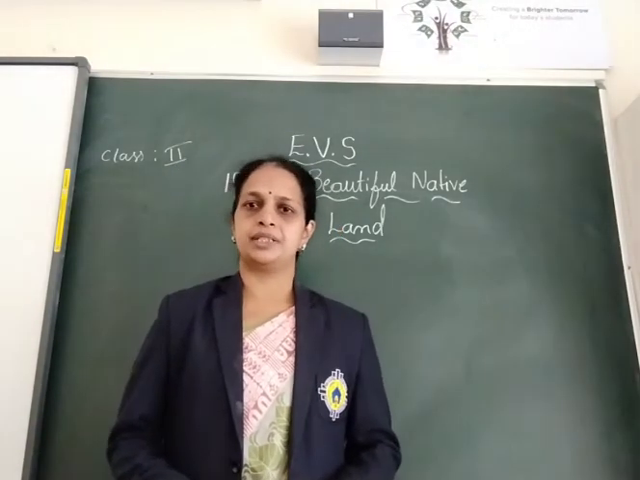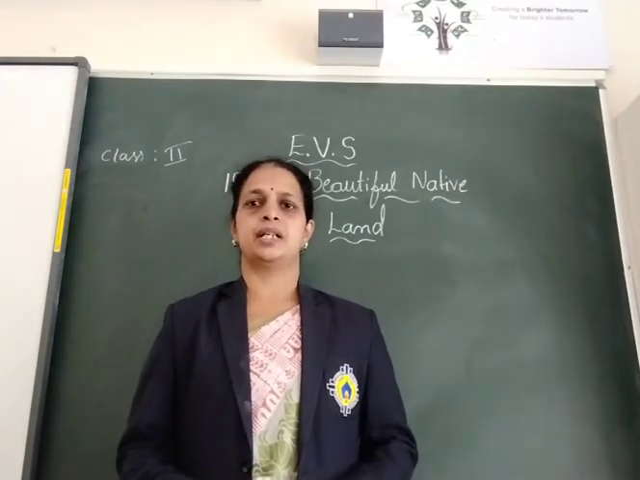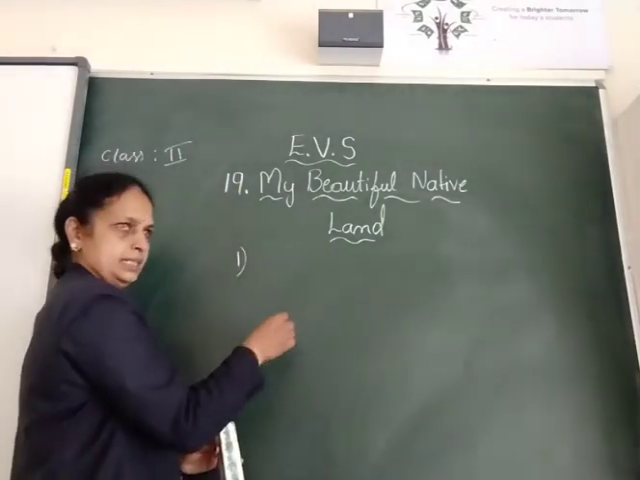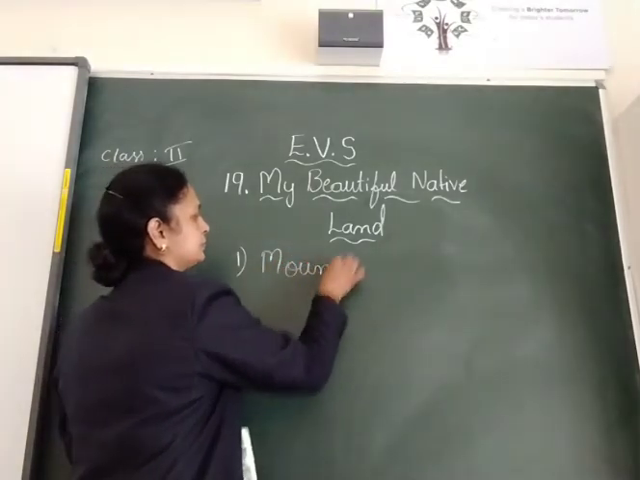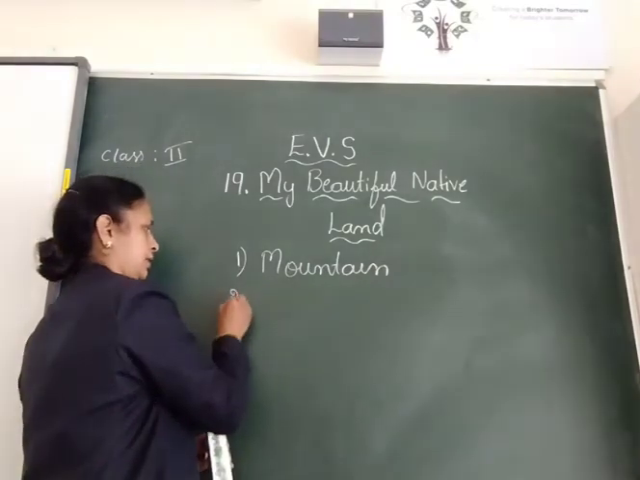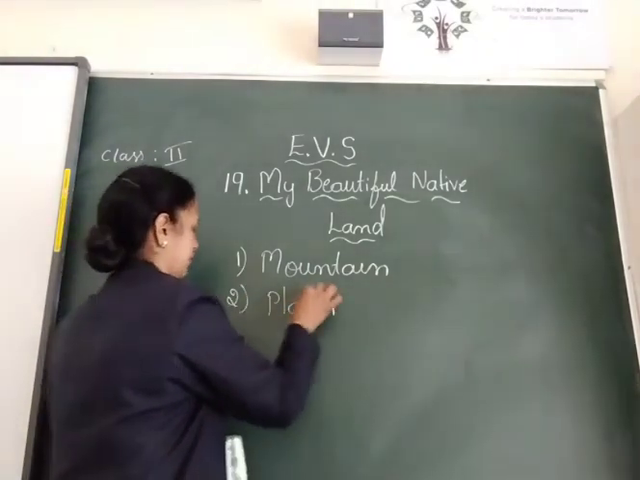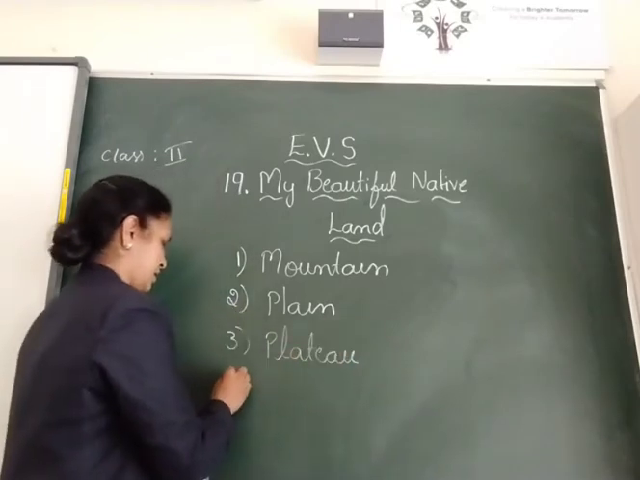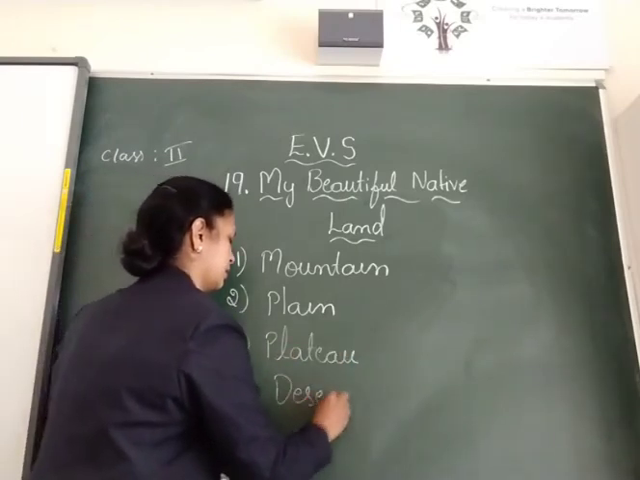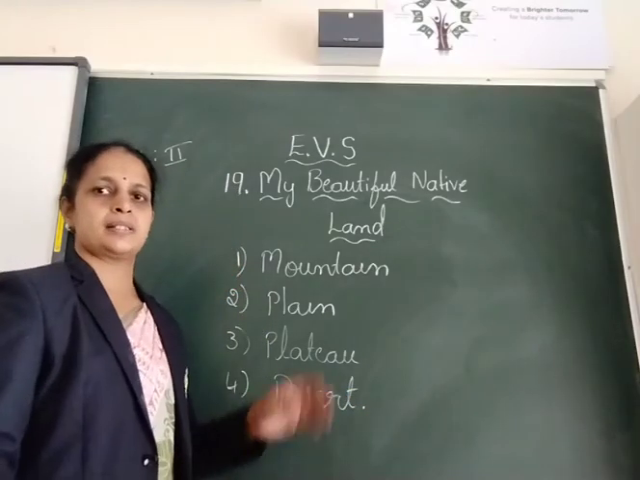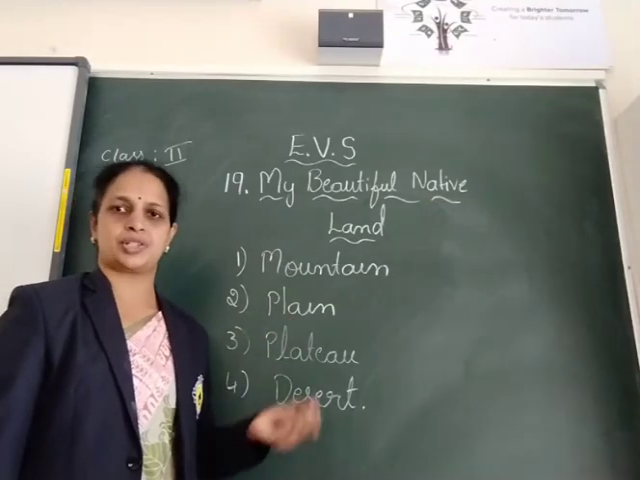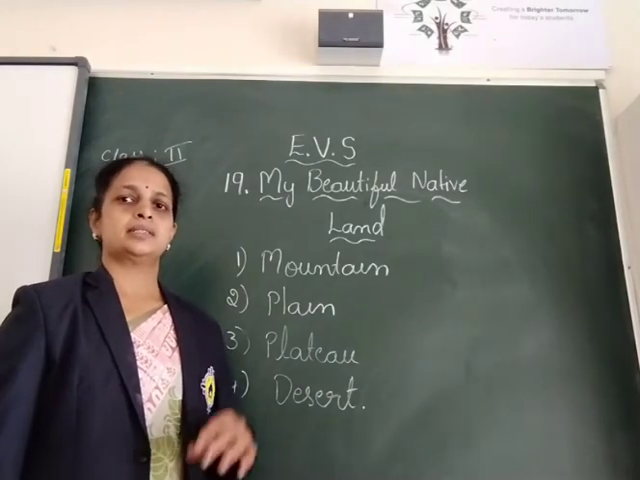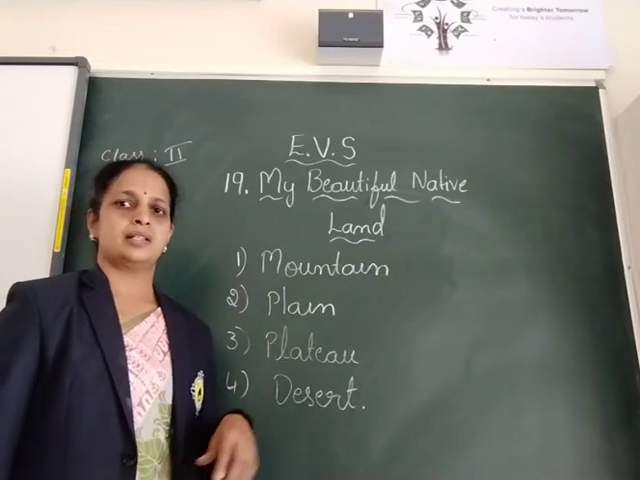One is mountain, plain, plateau and desert. How many forms of landforms are there? 4, mainly the 4. Mountain, plain, plateau and desert. So these landforms are categorized depending on their shape, size, location, where it is located, and also what it is made up of. So let us learn one by one.